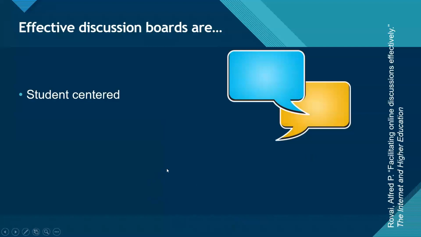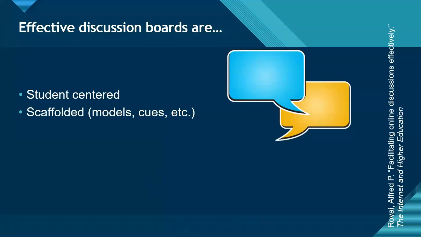Effective discussion boards are student-centered. So of course, we're going to talk about your role as a facilitator in discussions, and it is very important, but we want discussions to be centered on the students and the students communicating with each other.